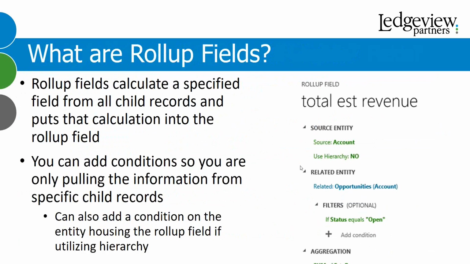If you want to know, for every account that I go into, I want a field that tells me how much I have in open revenue that could be closed. You could set your conditions here and say sum up the estimated revenue and display that on account. So you can add those conditions so you're only pulling the information from specific child records. In this case, only open opportunities. You can also add a condition on the entity housing the rollup field, in other words, account, if you're utilizing the hierarchy. So this has to be set to yes.